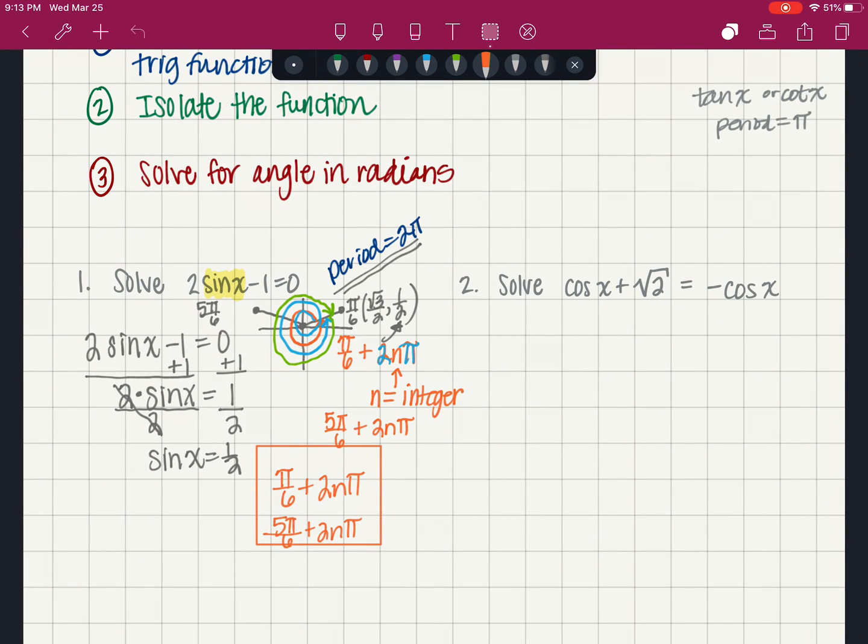Okay, so here we have cosine of x plus the square root of 2 equals negative cosine of x. So what I'm going to do is highlight the trig function. Well, the trig function is cosine of x. So I've got a couple of those. The standard period is 2 pi.